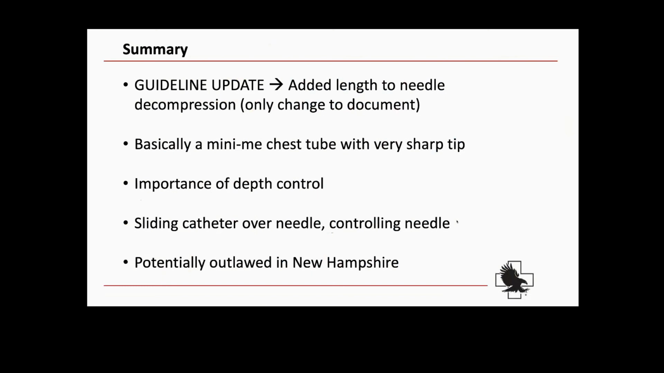In general, the actual documentation change that you'll see to the guideline is that all we did was add that instead of being a 3 1/4 inch catheter, we're now allowing for a 3 3/4 inch catheter to be utilized. And that allows us, from a guideline standpoint, to utilize the spear catheter. But in reality, as I think we demonstrated here, it's much more than that. It's basically a mini-me chest tube.